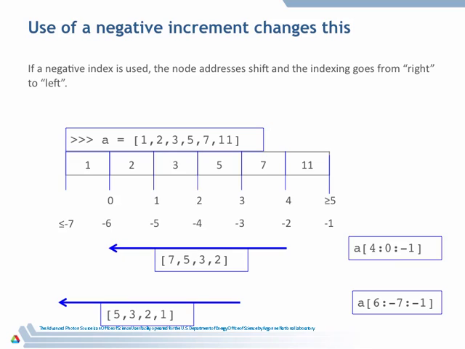But everything changes if I use a negative increment. The positions of these nodes are relabeled, and now the end has to be before the start, because now we're going backwards. So 4 to 0 with a step of -1 starts me here and goes to there. So I get 7, 5, 3, 2. I can use either the negative index or the positive index. So 6, which brings me to, which is past the end.